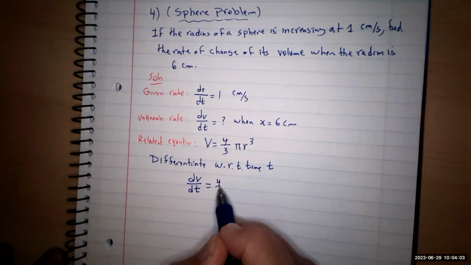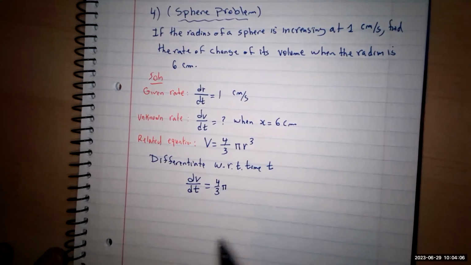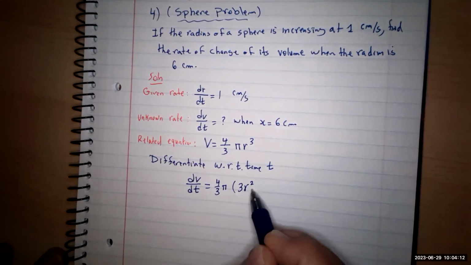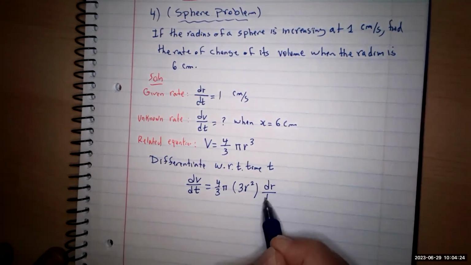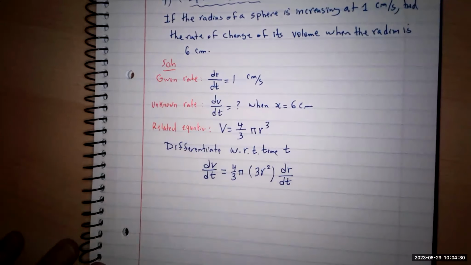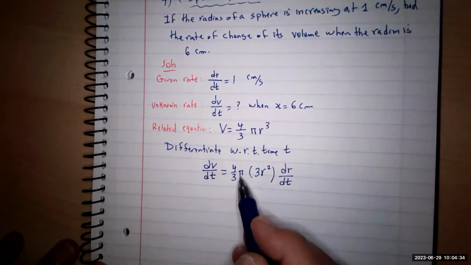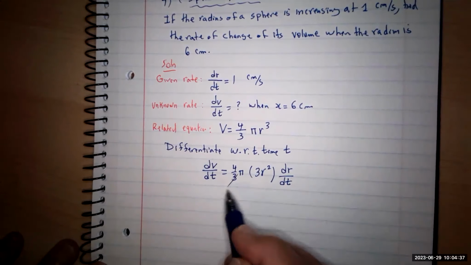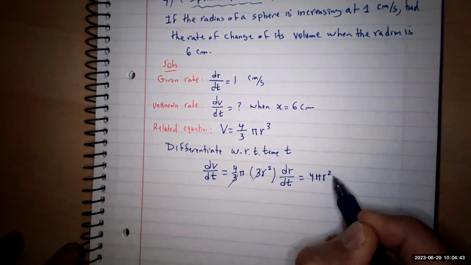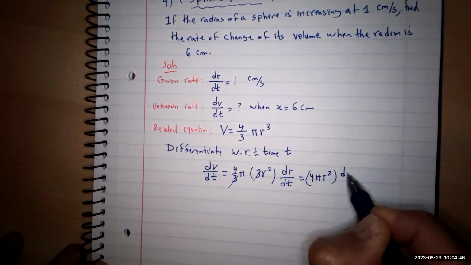4/3 pi is the coefficient. For r cubed, apply the power rule: the derivative of r cubed would be 3r squared, but you have to multiply by the rate of r, which is dr/dt. This is the power rule, but you have to multiply by dr/dt. Remember, inside all of these are functions of t. Any question? That's it, power rule and the rate. So you simplify it first. That gives you 4 pi r squared times dr/dt. Now substitute.